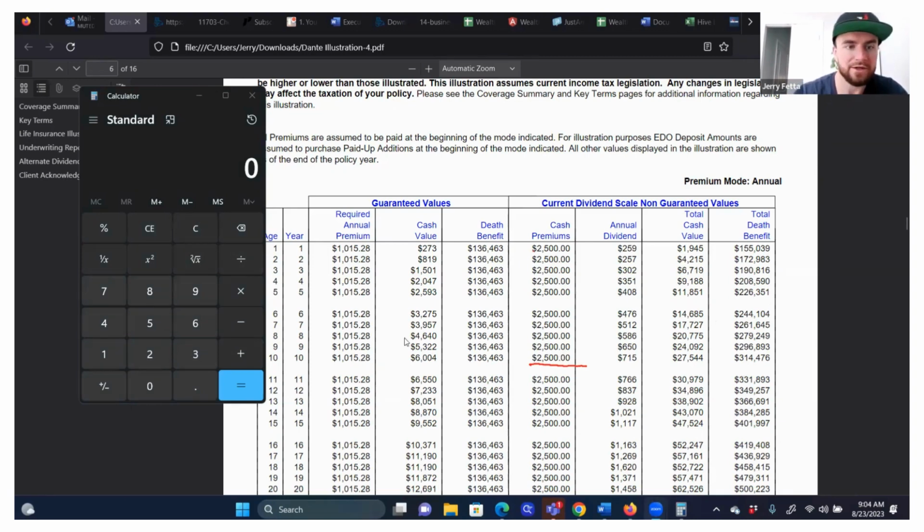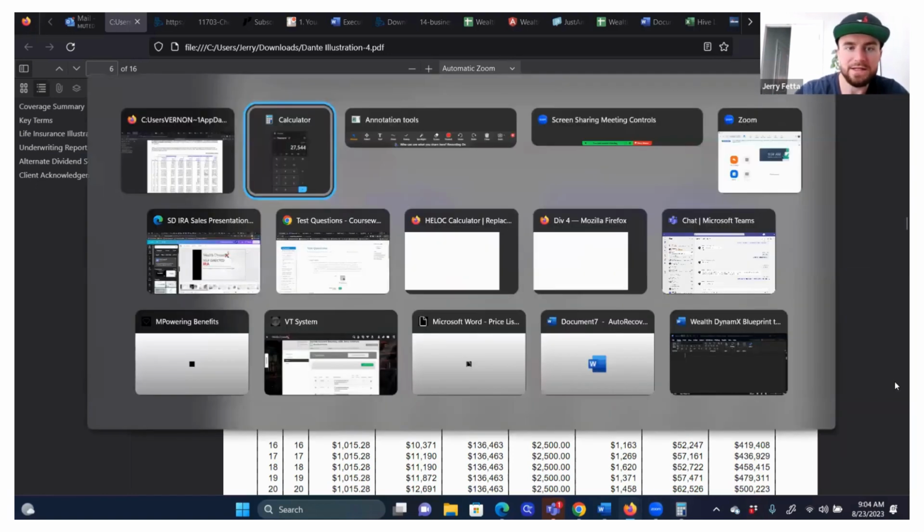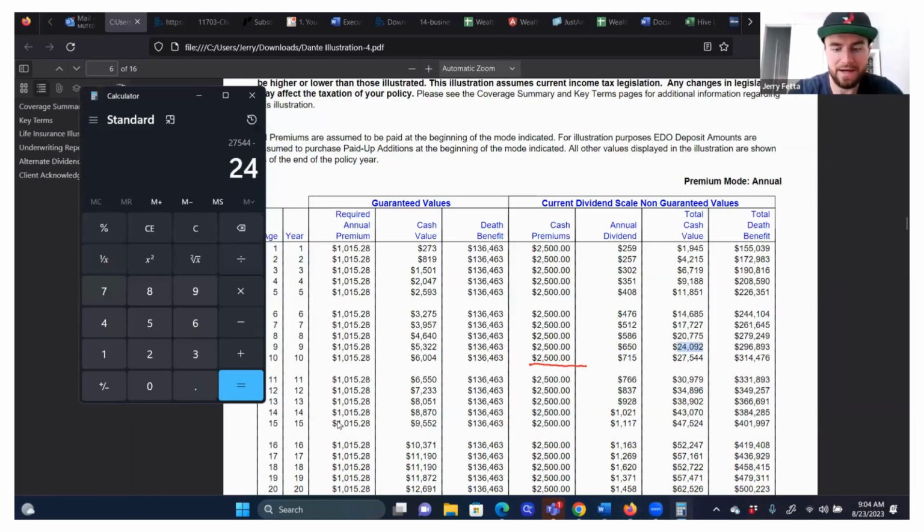So year 10, it increases to 27,544. The previous year, it was 24,092. Let's pull our calculator up here and subtract that out. So I put in $2,500 and my cash value on this policy increased by $34.52. I put in $1 and I gained $1.38 off the dollar I put in without doing anything.